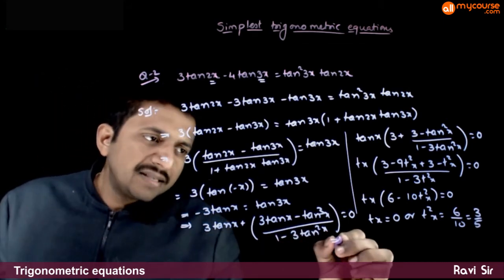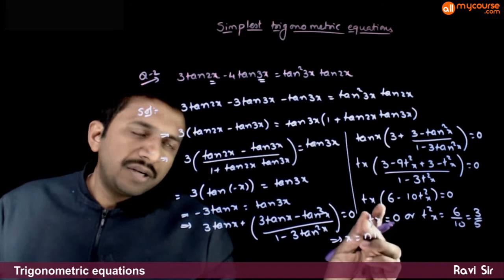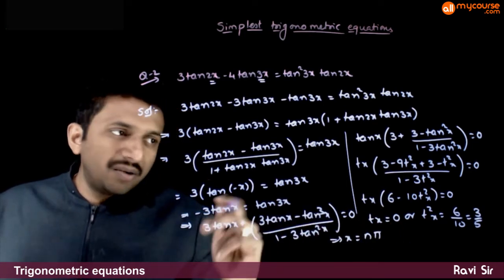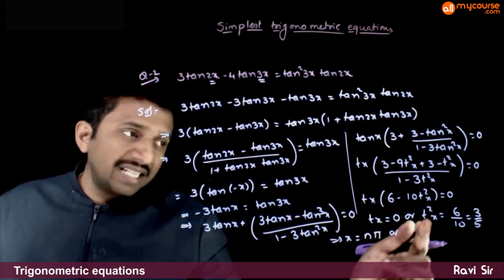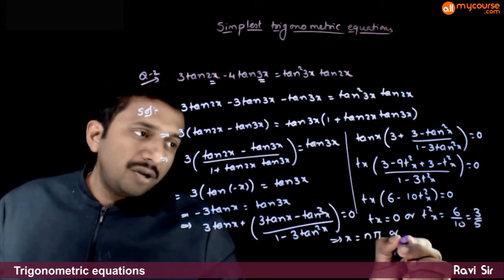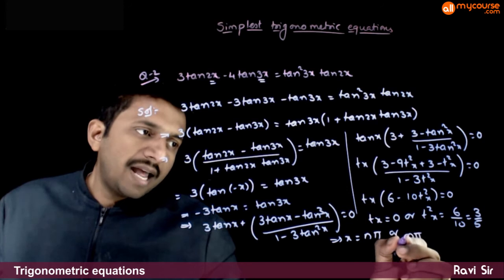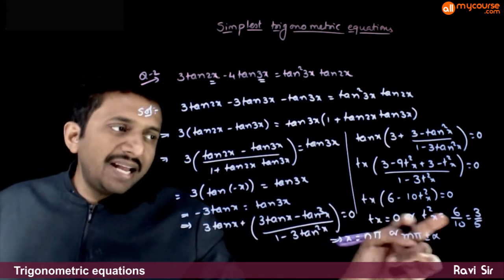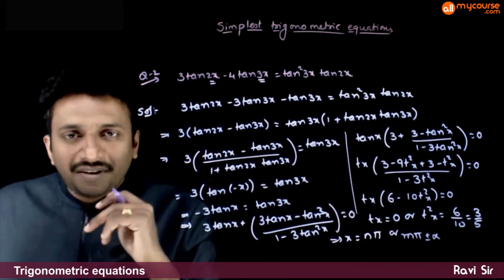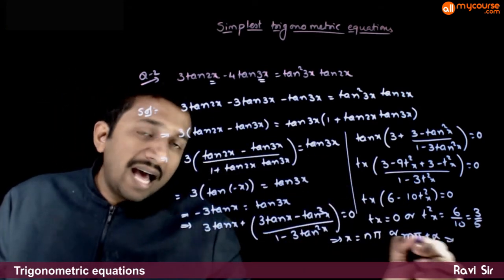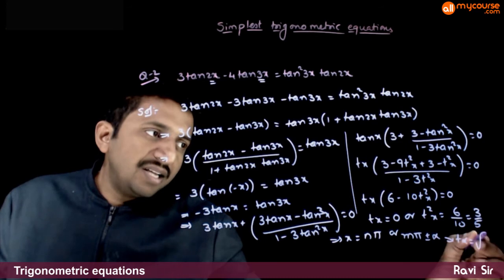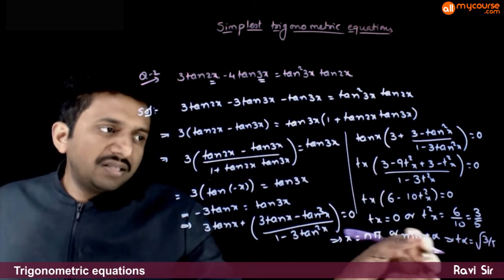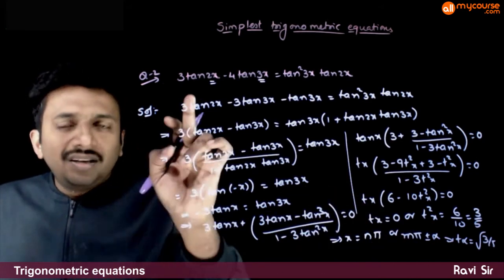So this implies x is equal to n pi, since tan x is equal to 0, and 0 can be written as tan 0. So you have x is equal to n pi, or tan square x is equal to 3 by 5. The solution is n pi or m pi plus or minus some angle alpha such that tan alpha is equal to root of 3 by 5. So you have these two as the solutions to this equation.